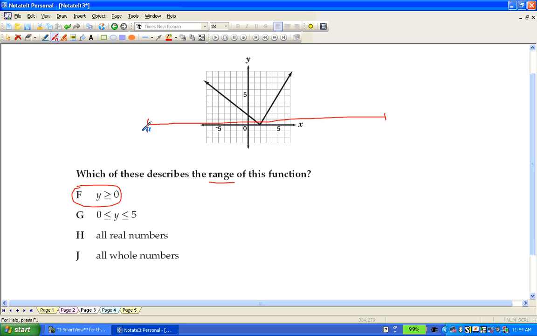And again, don't confuse this. This is the domain. I'm just thinking, we think domain, left and right. And when I think range, how low and how high can the values be?